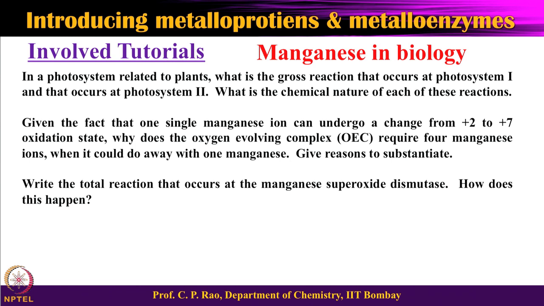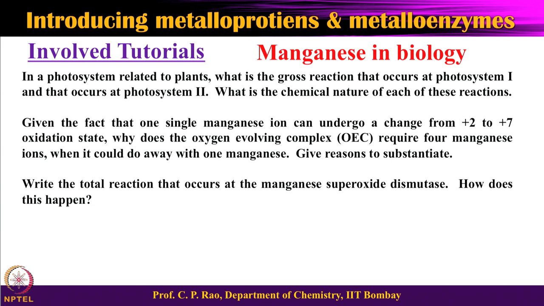Go to the next question. Given the fact that one single manganese ion can undergo a change from +2 to +7 oxidation, we know very well, even from high school, that manganese has a large number of oxidation states, and at school level we study this +2 to +7. Other things are also possible. Why does the oxygen evolving complex require 4 manganese ions? First of all, what is the oxygen evolving complex? It is in photosystem 2, which is a manganese complex.